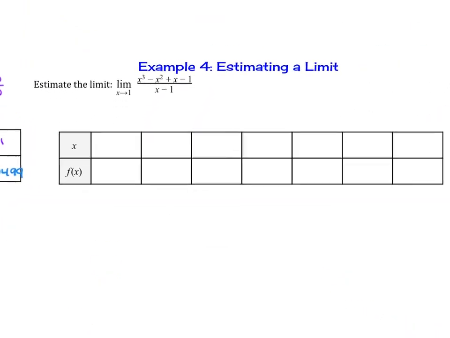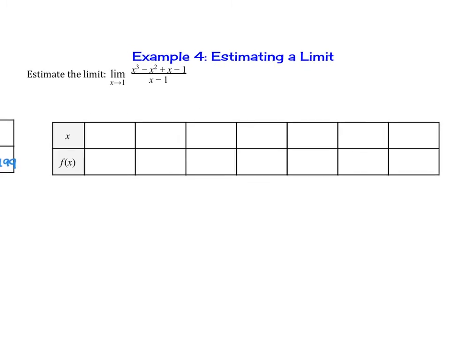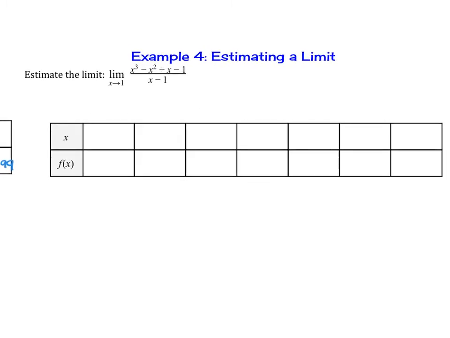Let's get some more practice in estimating a limit. Again, we are using a table, so doing this the long way. We're going to estimate the limit as x approaches 1 of x cubed minus x squared plus x minus 1 over x minus 1. You may see that we could divide this, but that's not until the next section. For now, we're getting practice in plugging in these numbers.